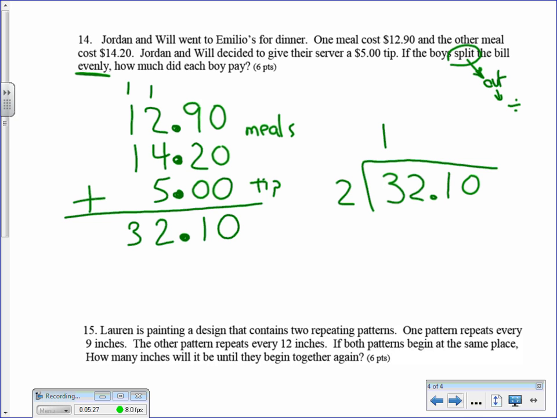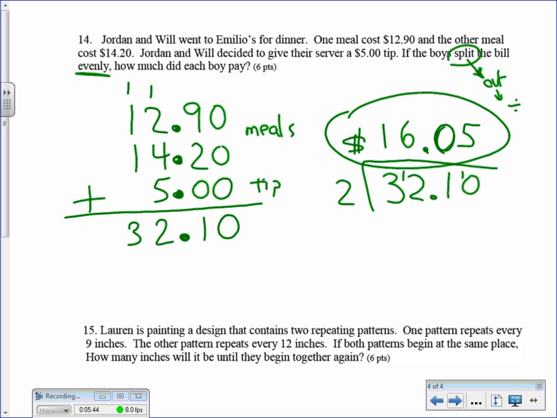2 times 1 is 2. 3 minus 2 is 1. 2 goes into 12 6 times. Even. 2 can't go into 1. 0. A lot of you forgot the 0 there. 2 goes into 10 5 times. Each boy pays $16.05. You could double check. $16.05 times 2 is $32.10. Again, 6-point question.